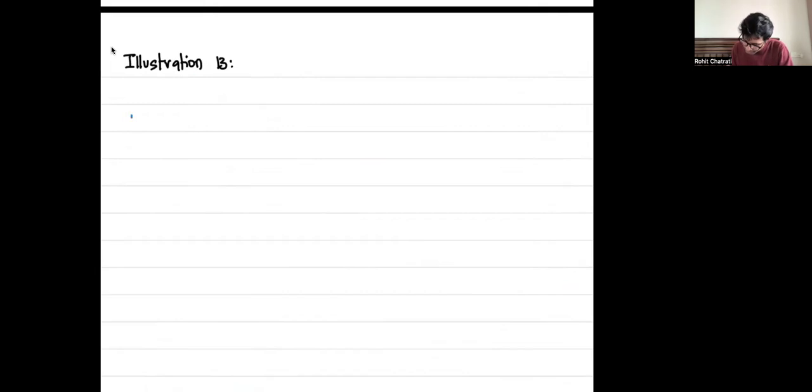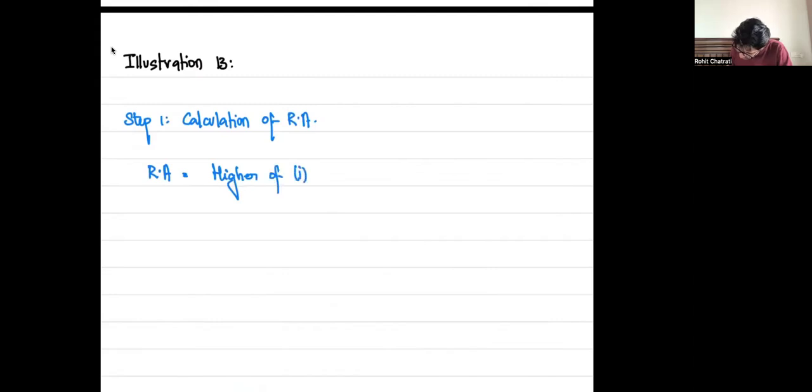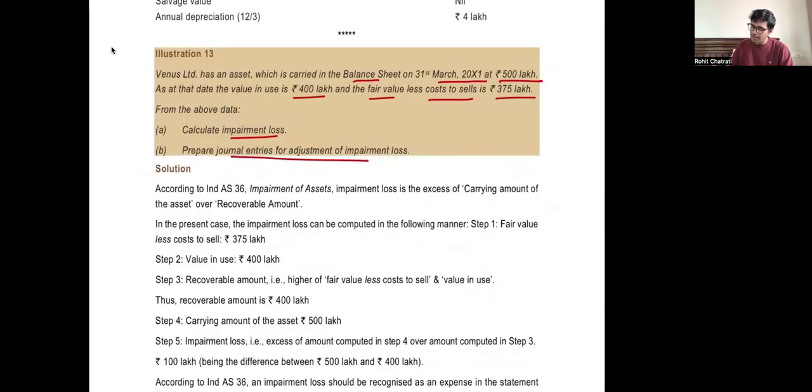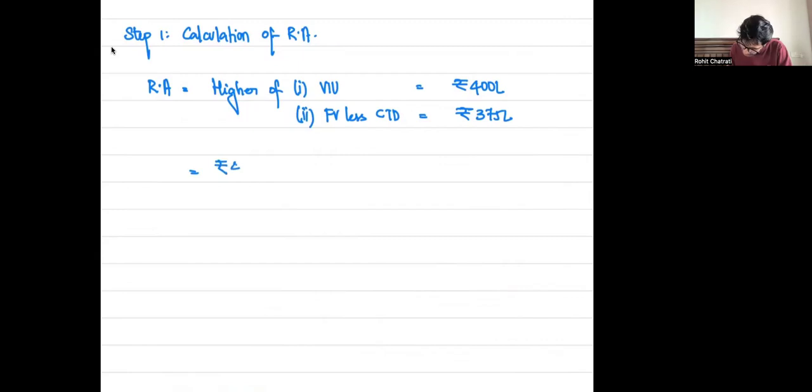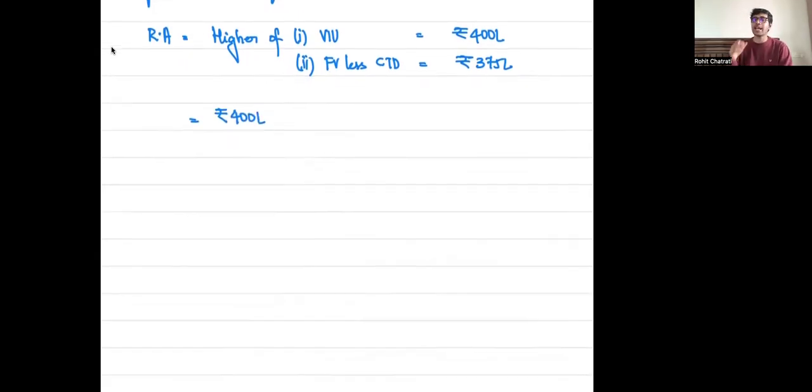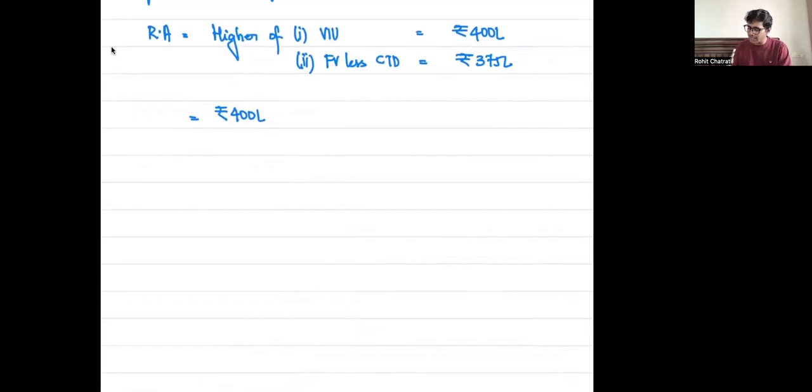So let's start with step number 1, which is calculation of recoverable amount. Recoverable amount is going to be, again, the higher of value in use and fair value less CTD. Value in use is given as 400 lakhs and FV less CTD is given as rupees 375 lakhs. Let me just check if the numbers are right. Value in use is 400 and FV less CTD is 375 lakhs. Therefore, recoverable amount will be equal to 400 lakh rupees. All right, so this is the expected benefit that I'm going to receive from using the asset.